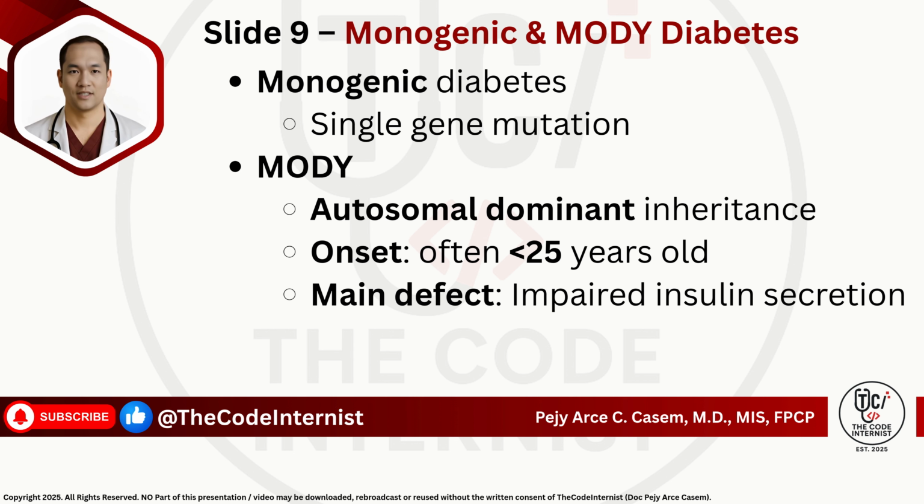A specific form of genetic diabetes is monogenic diabetes, caused by a single gene defect. One type of this is MODY, or maturity-onset diabetes of the young. It runs in families in a dominant pattern, meaning one parent can pass it on. It usually shows up before age 25 and is due to problems with how insulin is released. It's not the typical autoimmune or resistance-type diabetes. That's why it needs special attention.